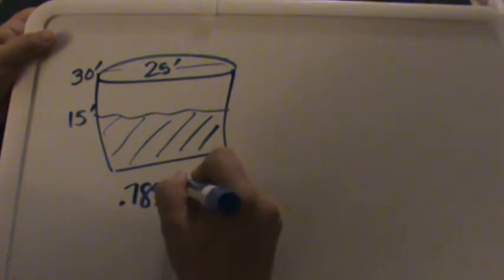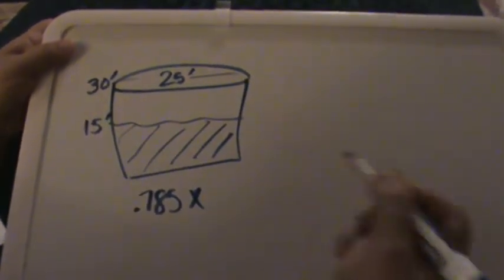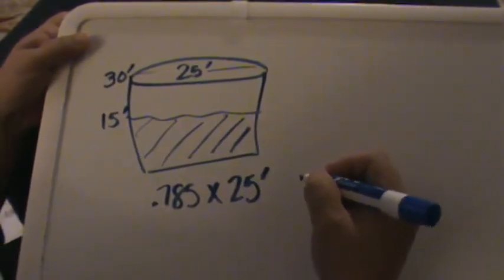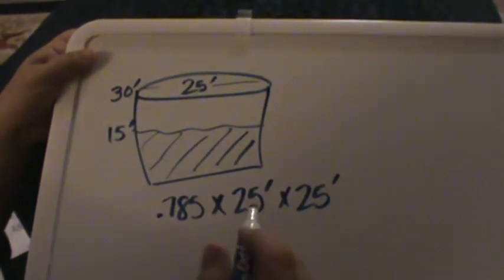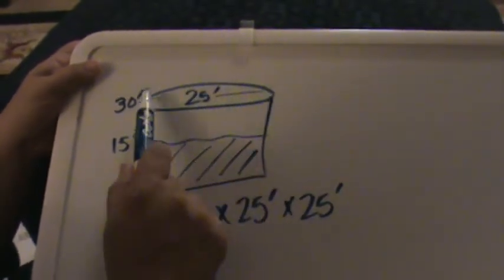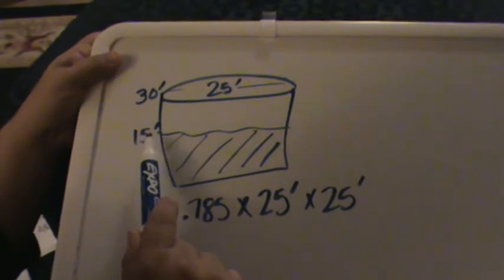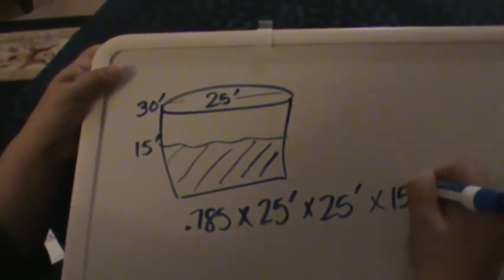So here's the formula, and again, this is on the conversion sheet. The formula is 0.785 times the diameter squared. So to square a number, you multiply it times itself. So 0.785 times the diameter squared is 0.785 times 25 times 25, and then times the height. If I would stop there, I would know the area of the top portion here. But I want to know the volume, so I need to multiply it times the height. So we're going to add the 15 feet in there.